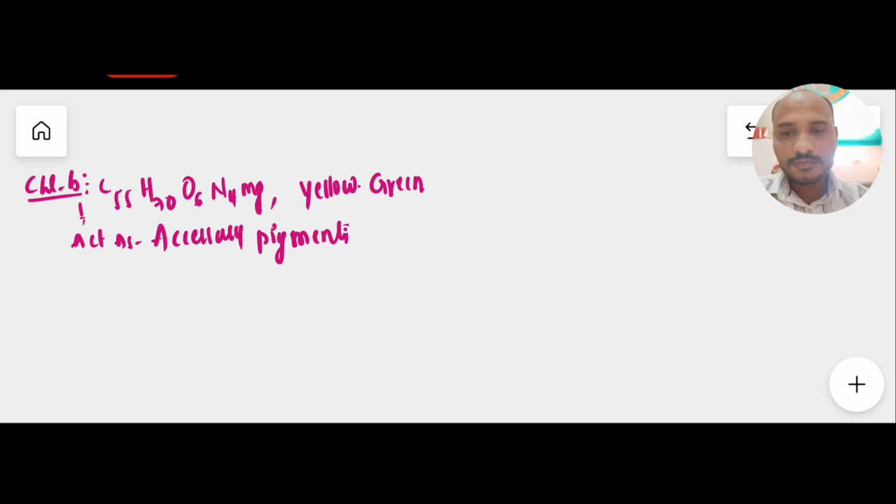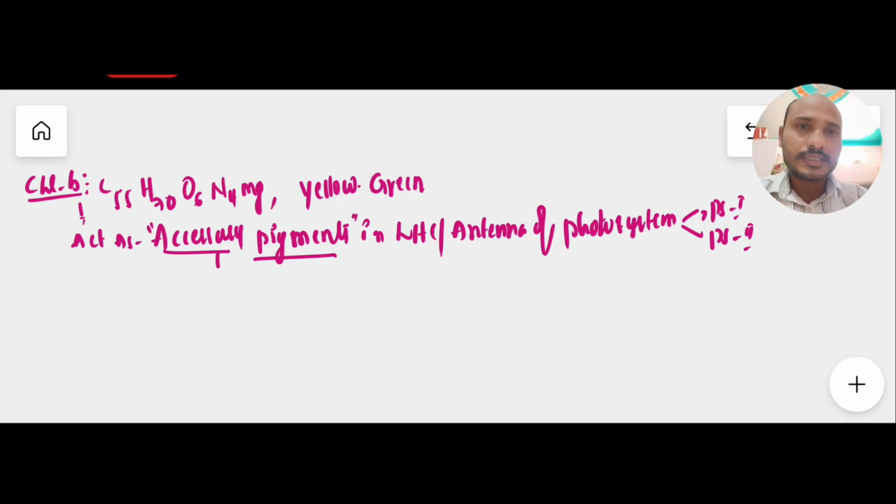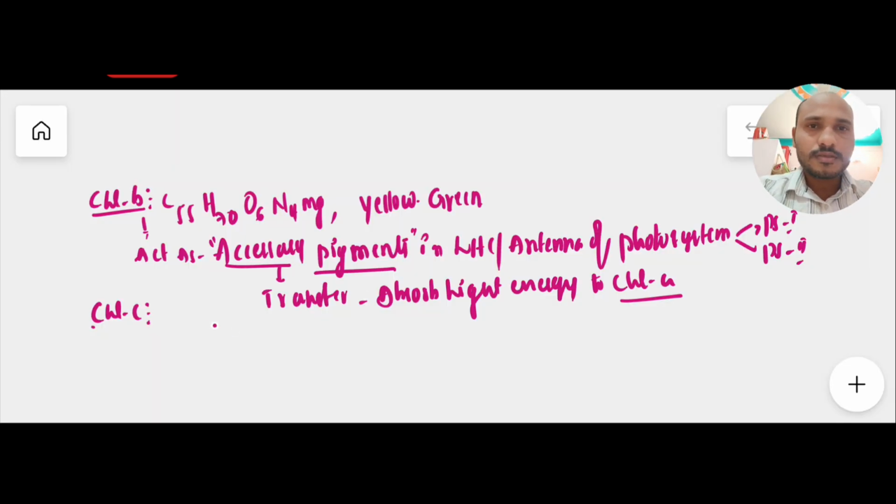Accessory pigments in the light harvesting complex are also called antenna pigments. Here we have two types of photosystem, photosystem 1 and photosystem 2. Remember, chlorophyll B acts only as an accessory pigment. Accessory pigments like chlorophyll B transfer the absorbed light energy to chlorophyll A only.